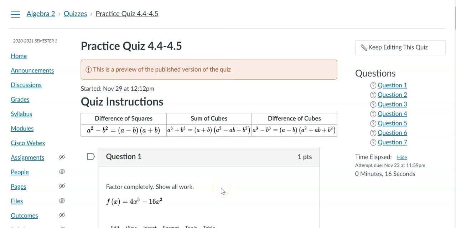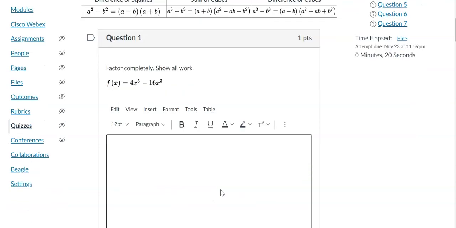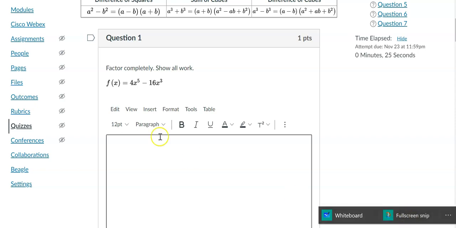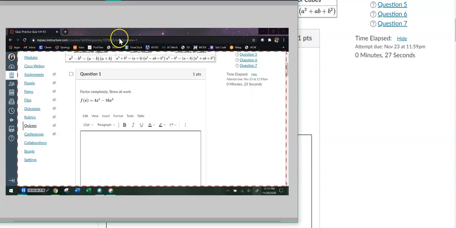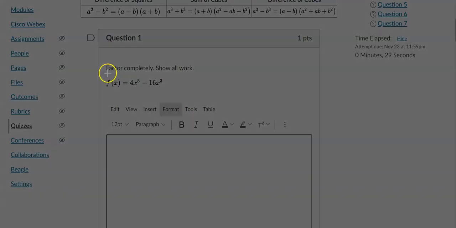In this video, I am going to go over the practice quiz for 4.4 to 4.5. Number 1 wants us to factor completely and to show all our work. Let me go ahead and do a different kind of snip.